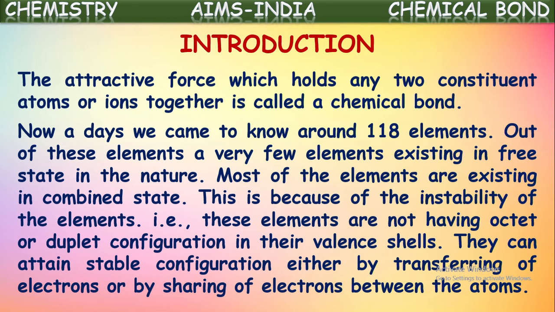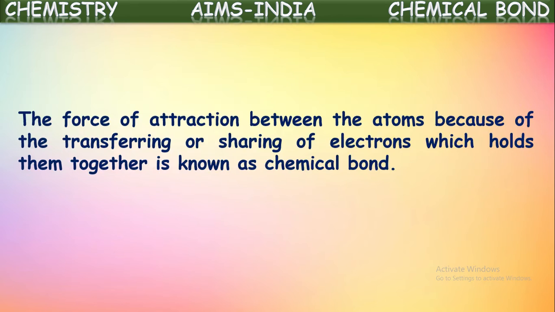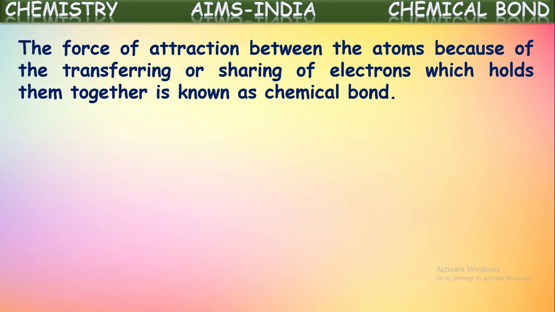So the remaining elements also will try to attain the stable configuration either by transferring electrons or by sharing electrons between the atoms, and finally they will try to attain the stable electronic configuration, that is octet or duplet. So in that way, the force of attraction between the atoms because of the transferring or sharing of electrons which holds them together is known as chemical bond.